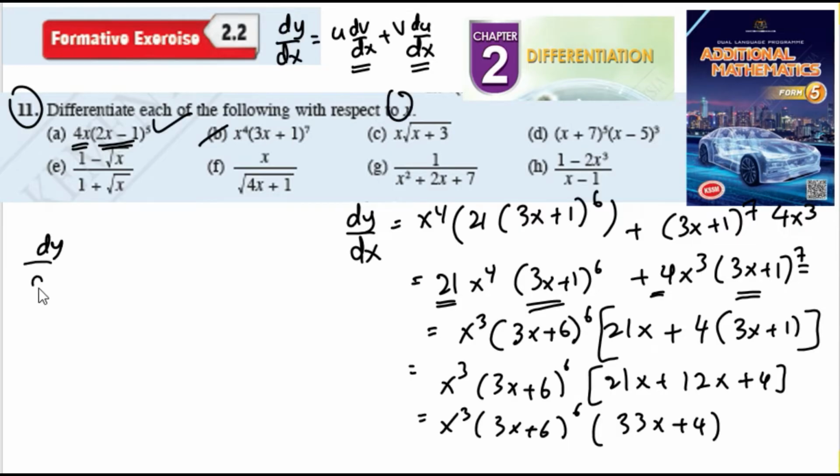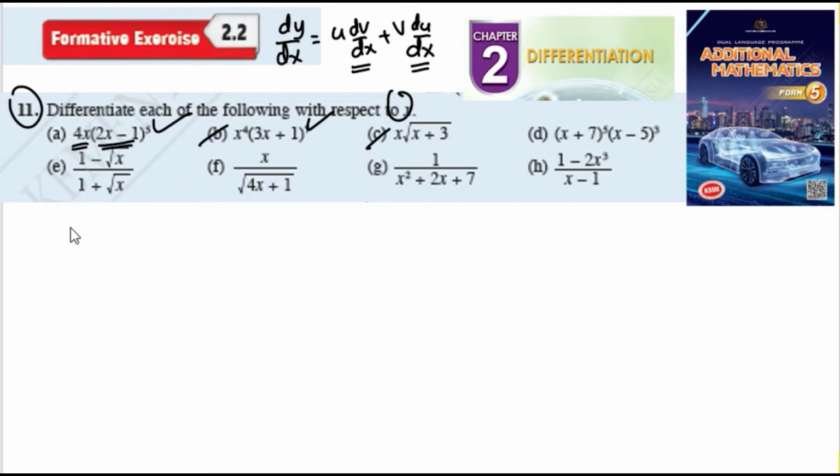So dy over dx is equal to, so usually we bring this one forward. So x cubed, the one with the power here at the back. So (33x plus 4), (3x plus 6) to the power of 6.